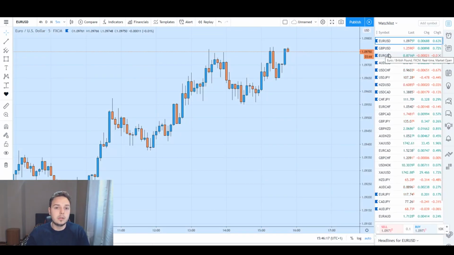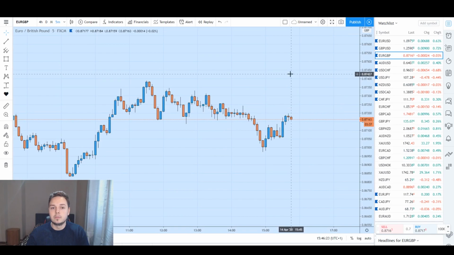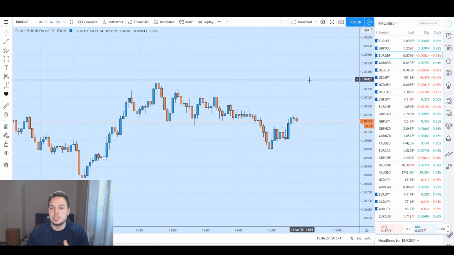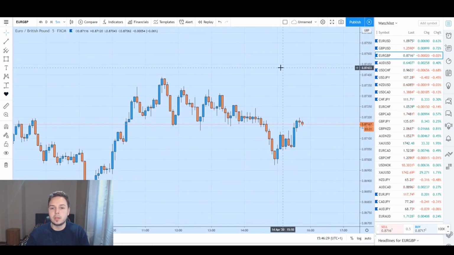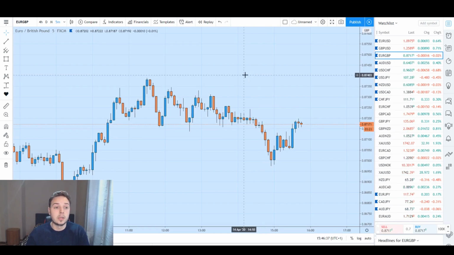Right, so we're currently on Euro USD, but it does not matter which currency pair you choose. I'll choose Euro GBP for now. So what do we need to perform this strategy correctly? Let's just go into any time frame we like. I'll do 5 minutes for now, but I'll try out different time frames as well to show you that it does work. So Euro GBP, let's have a look. So what do we see?